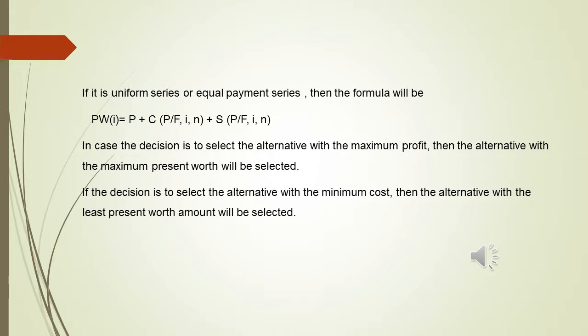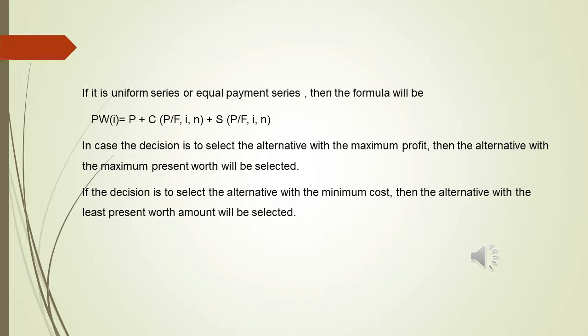Here, if it is a uniform series or equal payment series, then the formula will be PW of I is equal to P plus C into P by A comma I comma n minus S into P by F comma I comma n. So in this case, the decision is to select the alternative with the maximum profit, the one which has more value. Then the alternative with the maximum present worth will be selected. So basically you are focusing on the one which has maximum value, and that only will be selected as the alternative.